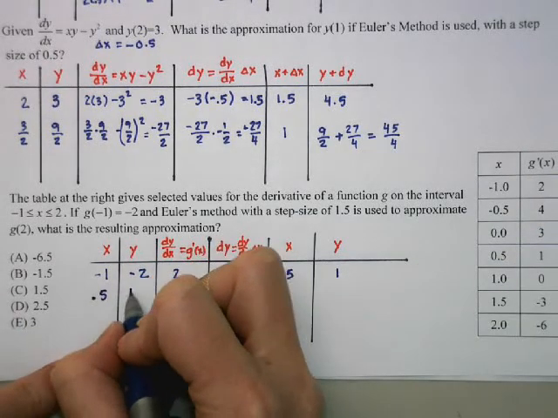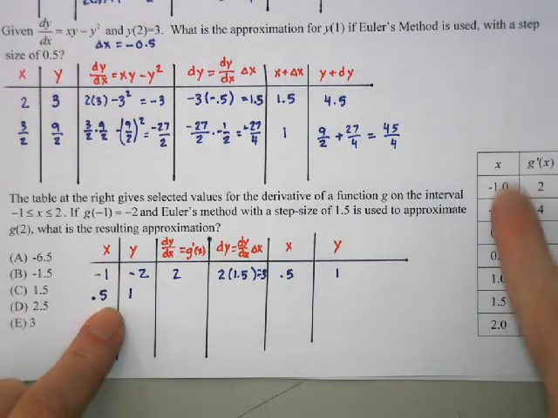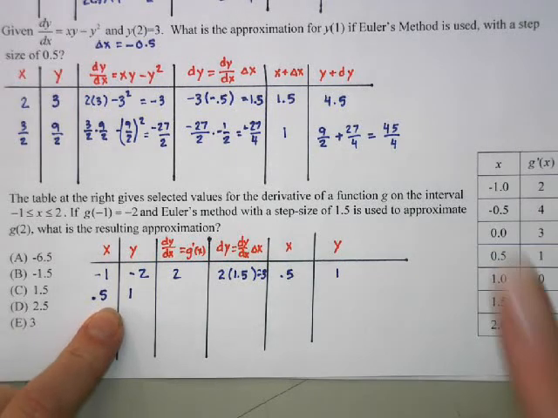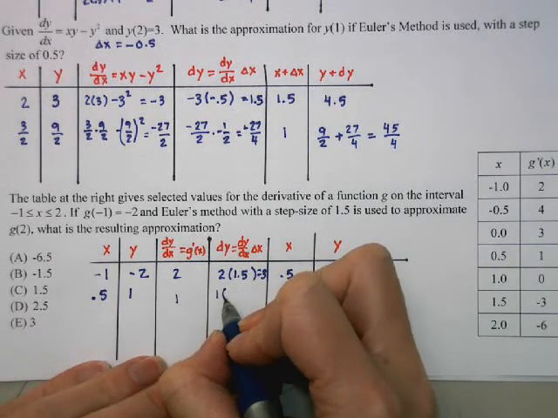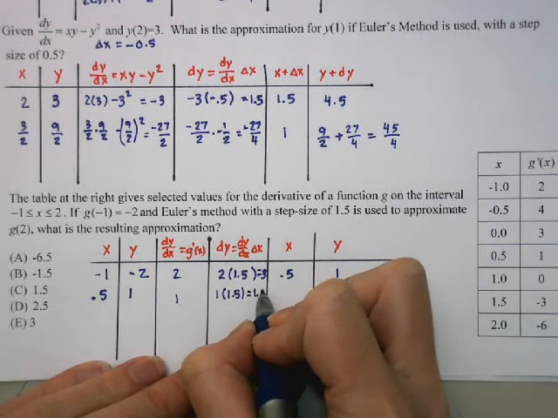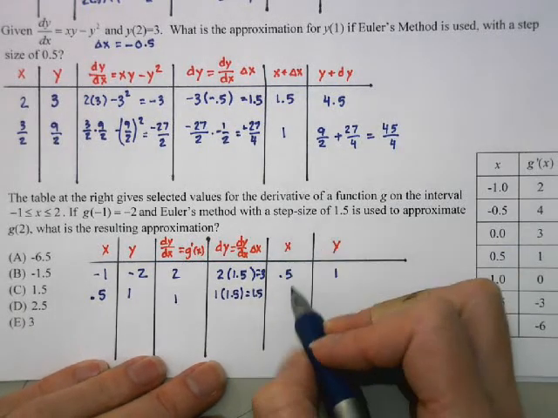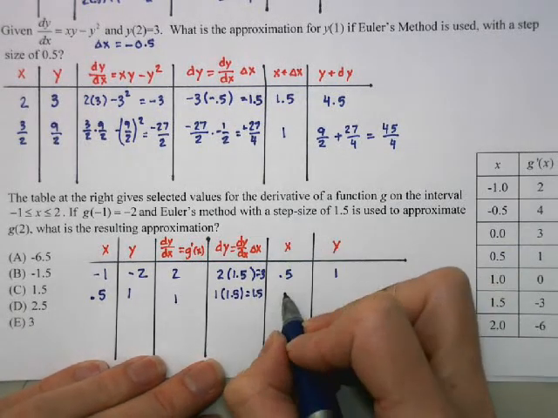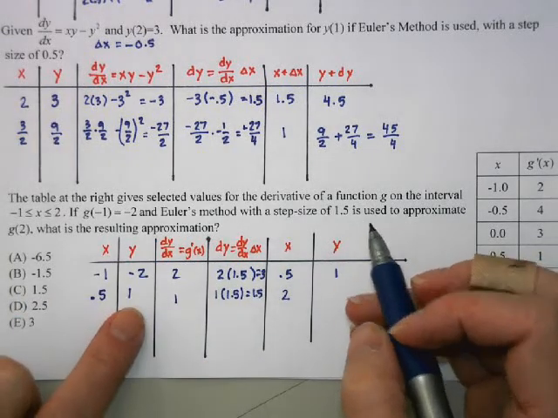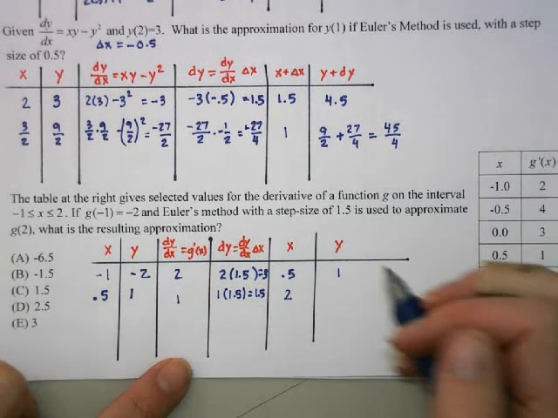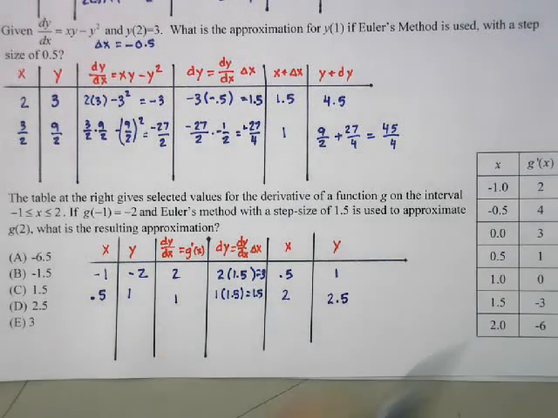So we're at (0.5, 1). My slope at 0.5 from the chart is 1. So we're going to have 1 times 1.5, which is 1.5. So my new x, 0.5 plus 1.5, is 2, which is our goal. My new y is going to be 1 plus 1.5, which is 2.5. So Euler's method is pretty easy, as long as you stay organized and you remember what the steps are.